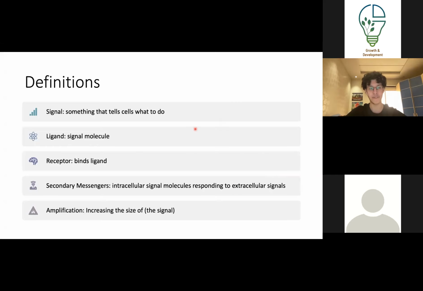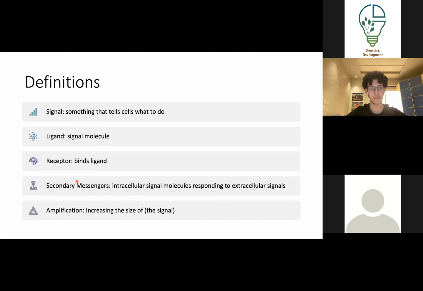But let's go through some basic definitions. In our context, a signal is anything that tells cells what to do, because our topic is cell communication. And if our cells don't communicate, we're going to die. These signals are transmitted through a molecule called a ligand. Now these ligands will bind to something called a receptor. The receptor just binds the ligand. And then we have something called a secondary messenger. This just responds to an outside signal. And then we have something called amplification, which is basically increasing the size.